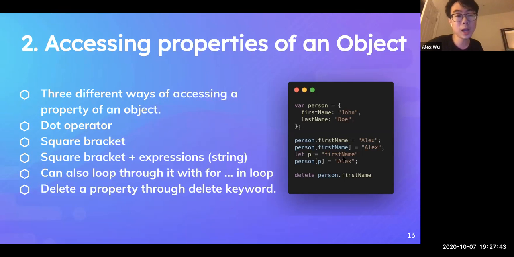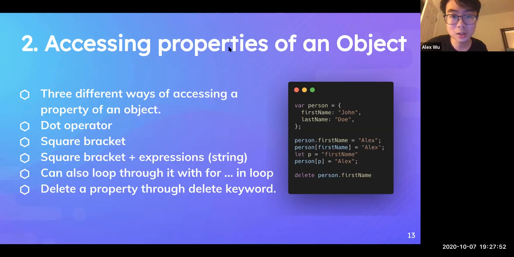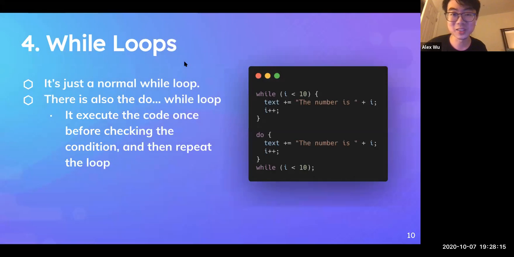So we can also loop through an object. Wait, here are some messages in the chat. Oh, sure. Okay, let me address the question first. The first question is, what will it print out in the second loop, the in loop? Let's go back. Sorry, I ignored the message for a while.